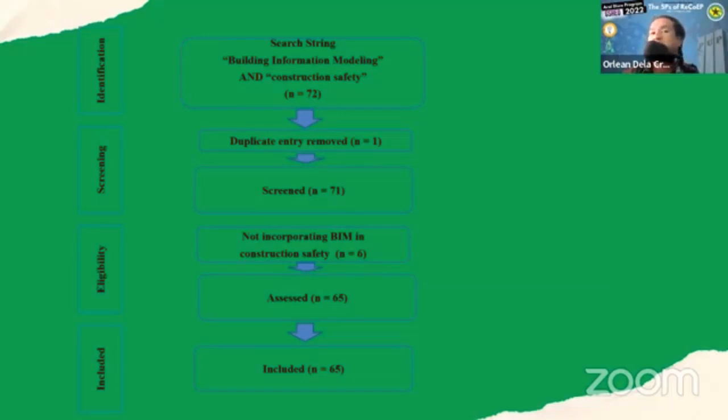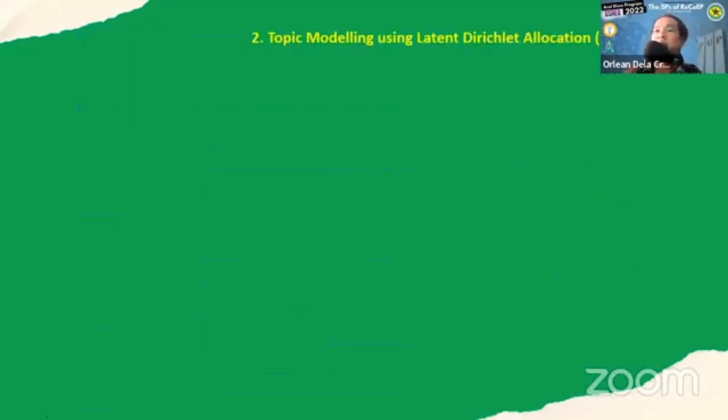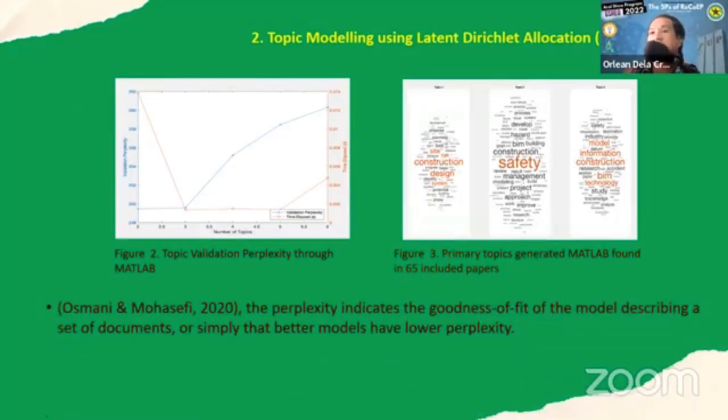So the 65 that I assessed, after assessing them, I made a summary, and those 65 became part of my literature review. So earlier, as I said, I used MATLAB as part of the tools in making the literature review. I used MATLAB using the latent Dirichlet allocation.